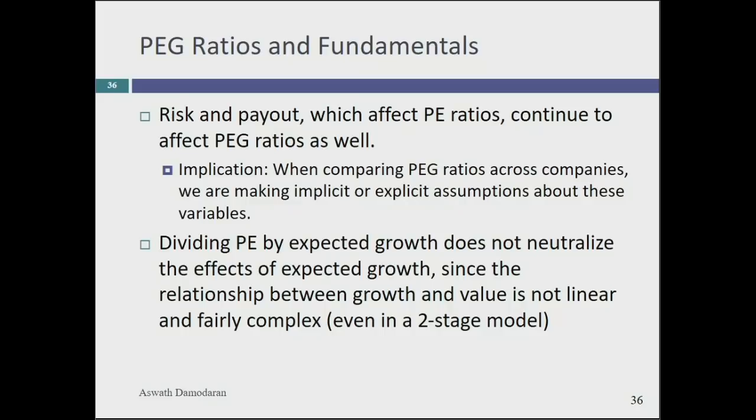On risk, I know exactly what should happen. PEG ratios should go down. Riskier companies should have lower PEG ratios. That's the easy part. But with growth, the relationship is incredibly messy. It could go up or down depending on where you are in the growth spectrum. You think that's a very arbitrary statement.